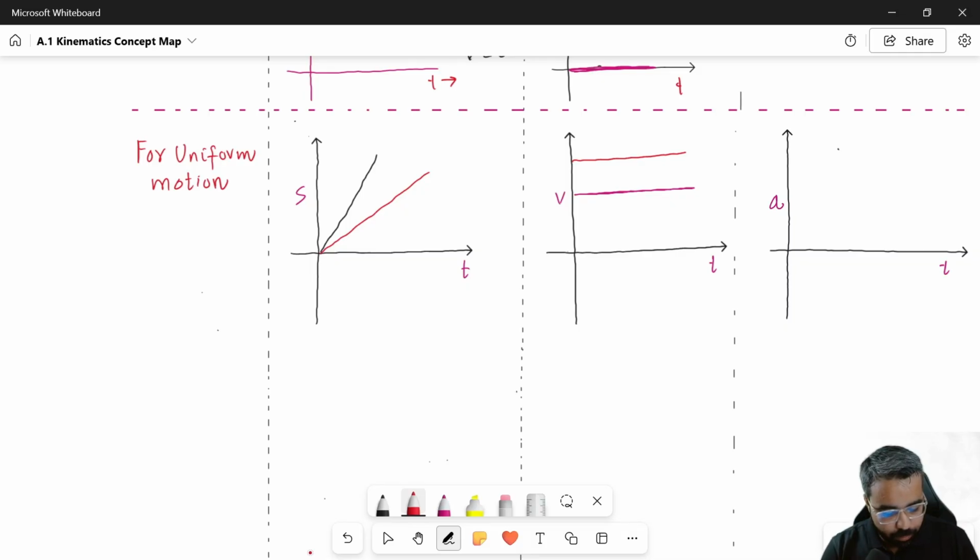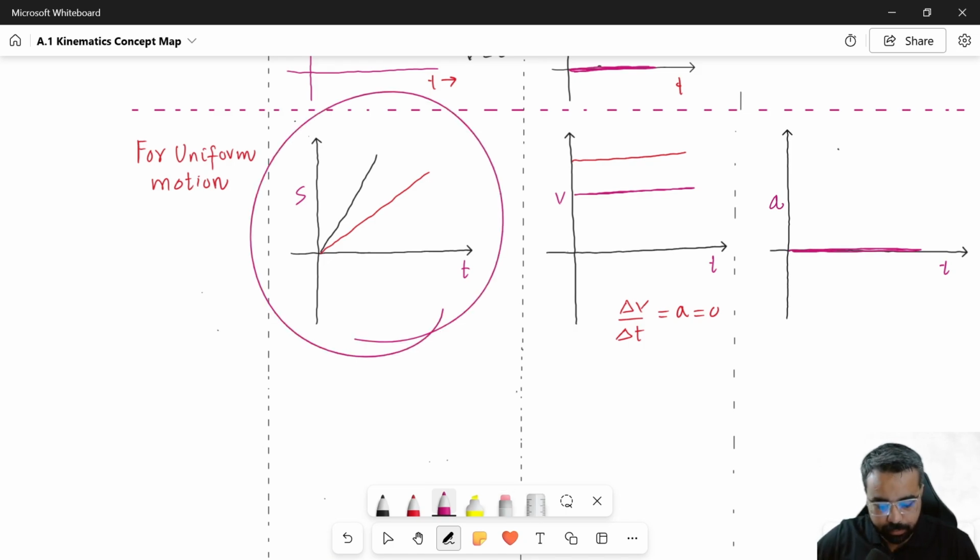Now what will be the acceleration? If the velocity is not changing, don't you think delta v over delta t, which is the acceleration, will be 0? So we must show no acceleration because the object is moving with constant velocity. But remember that it is not necessary that you will always see this kind of graph in the exam. This line can be decreasing as well.